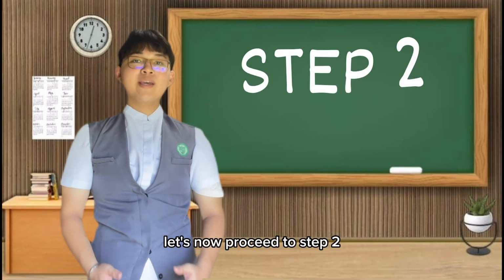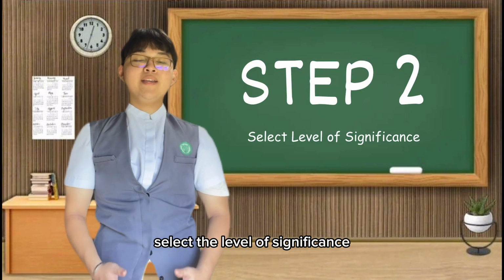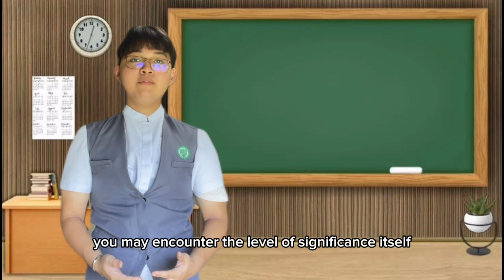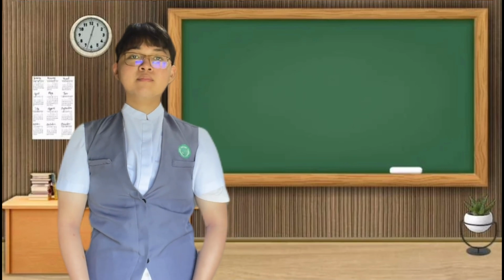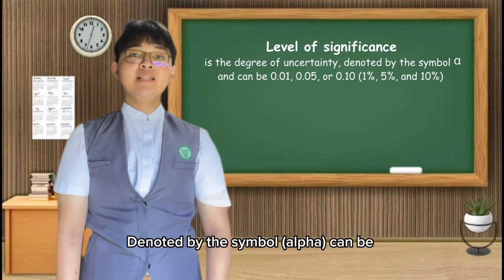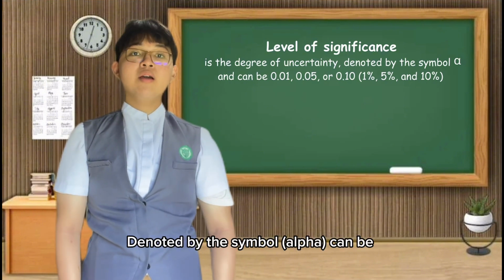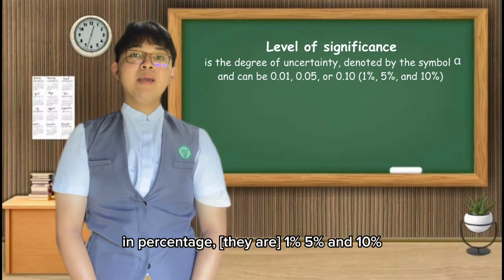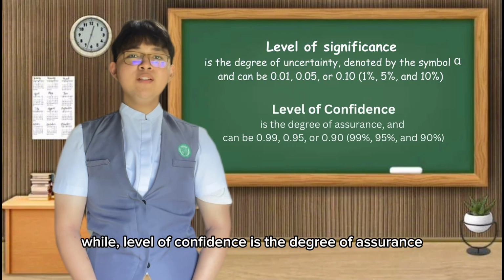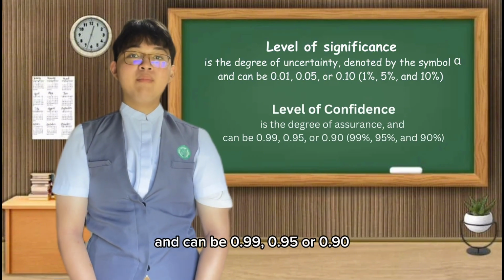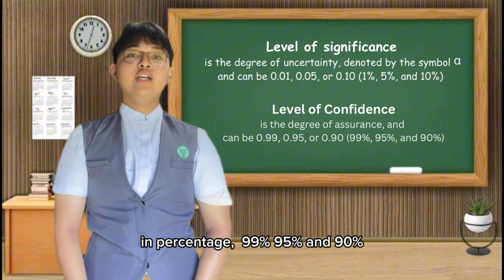Let's now proceed to step 2. Select the level of significance. In a word problem, you may encounter the level of significance itself or a level of confidence. Level of significance is the degree of uncertainty, denoted by the symbol alpha, and can be 0.01, 0.05, or 0.10. In percentage, it is 1%, 5%, and 10%, while level of confidence is the degree of assurance and can be 0.99, 0.95, or 0.90. In percentage, 99%, 95%, and 90%.